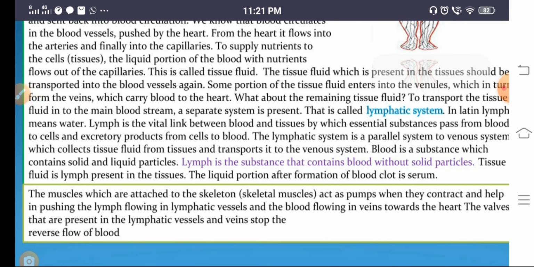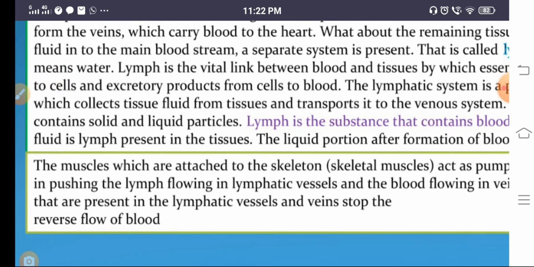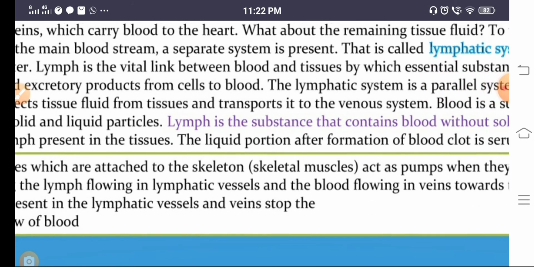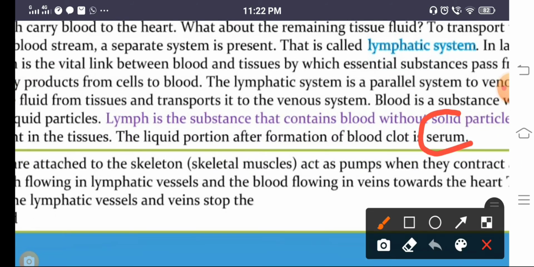In blood, cells are present along with the liquid part like plasma and serum, whereas in lymph only the fluid part is present, without blood cells. The liquid portion, as we already studied previously, is serum, which is obtained after clotting of blood. For example, whenever we collect blood, after it clots we can see a yellow colored fluid on the surface, called serum. So we obtain serum after clotting of the blood.